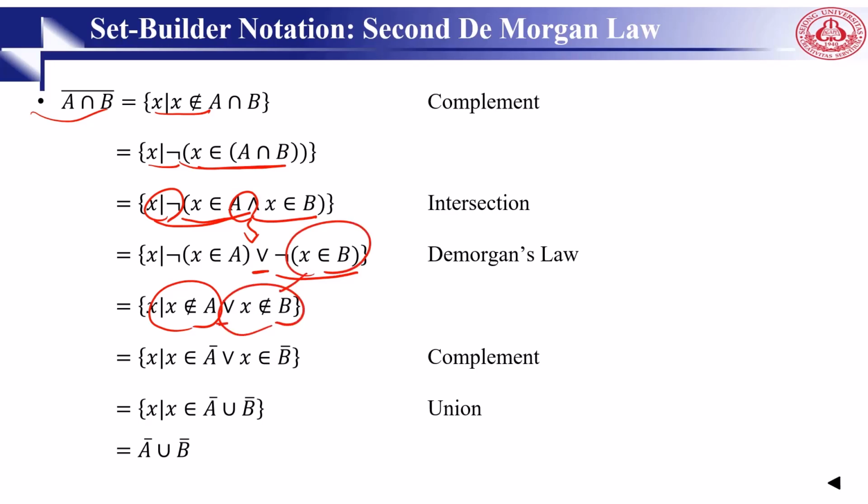We have or here. Then x not in A means x is in the complement of A, and x not in B means x is in the complement of B. Then we can write that x is in A complement union B complement. Then this can be simply rewritten as this one. So we can use the set builder to prove it.